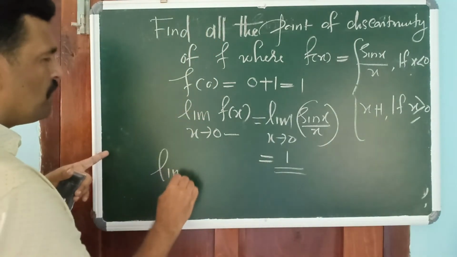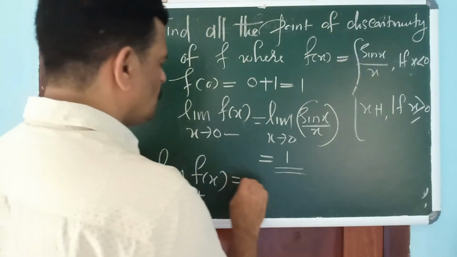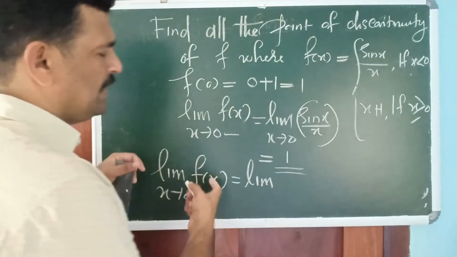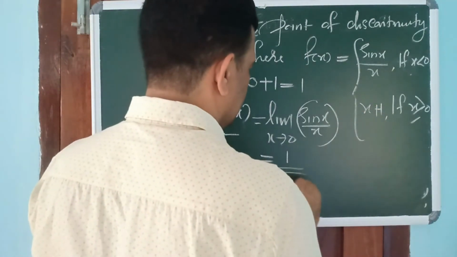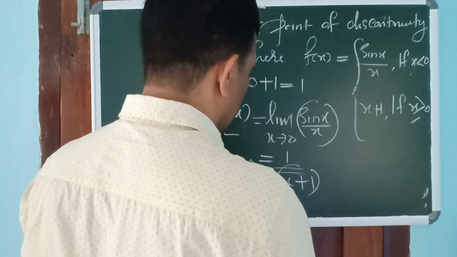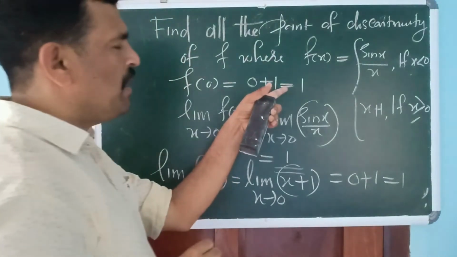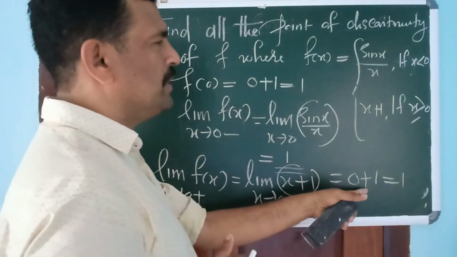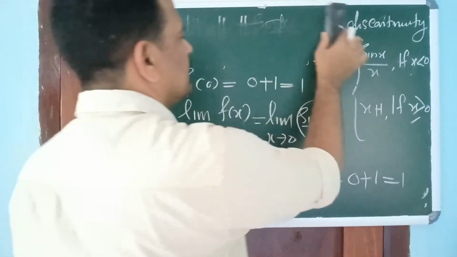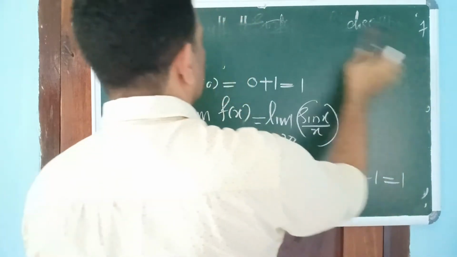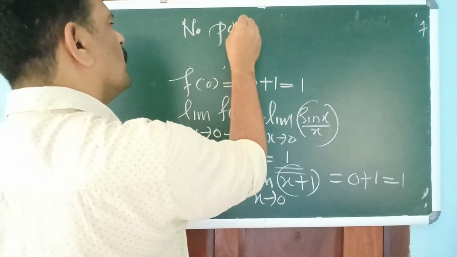Similarly, limit of f of x, x tends to 0 plus, that means x tends to 0 and it is greater than 0, the function is x plus 1. That is limit x plus 1, x tends to 0. That is equal to 0 plus 1, again 1. Therefore, the value of the function equals left limit equals right limit. So, the function is continuous at 0. Therefore, the final answer is no point of discontinuity.